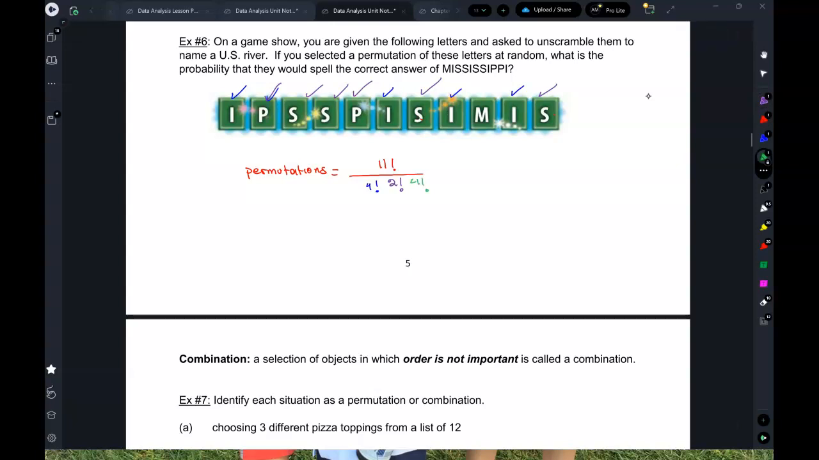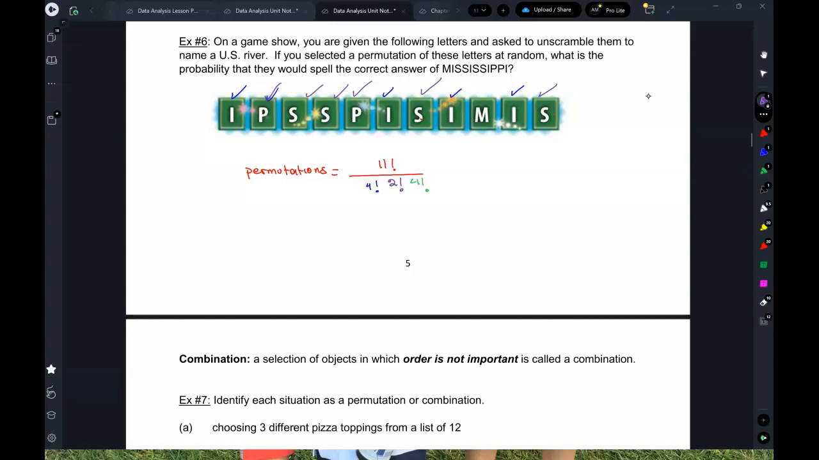So if the 4s repeat, why can't the different letters? The bottom is only the 3. Yeah, because 1 factorial, like 1 is the ultimate. Like the 0.